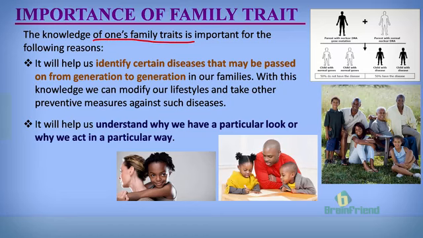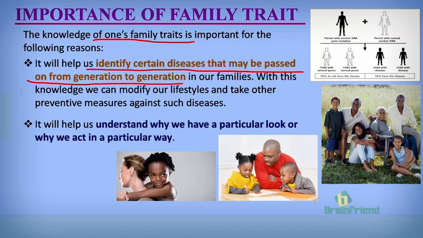The knowledge of family traits will help us identify certain diseases that may be passed on from one generation to another in our families. Remember, we mentioned that some of the traits that are passed on from generation to generation in a family include some diseases and health conditions. Can you remember them? We mentioned conditions like obesity, sickle cell anemia or sickle cell disease. We also have hypertension and so on, color blindness. All of these conditions are likely to pass from parents to children.